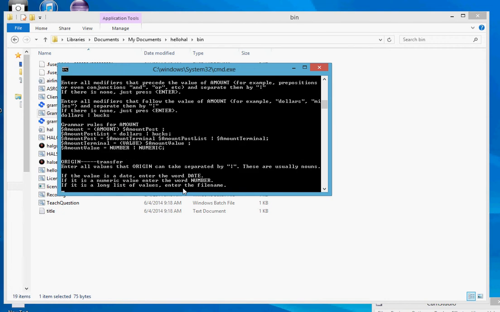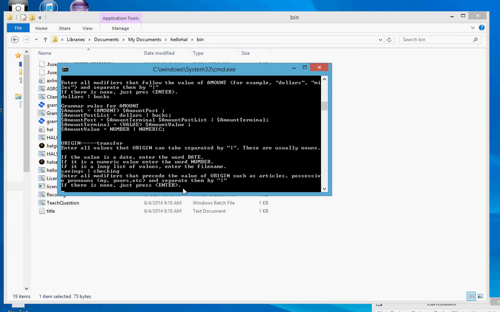So that's good enough. And now it takes us to the origin state. And well, what is an origin? Well, that's going to be our actual types of accounts. So I'm going to put savings, or it could be also checking. It could be credit card. It could be a loan account. You can imagine a number of accounts. So that's good for now.